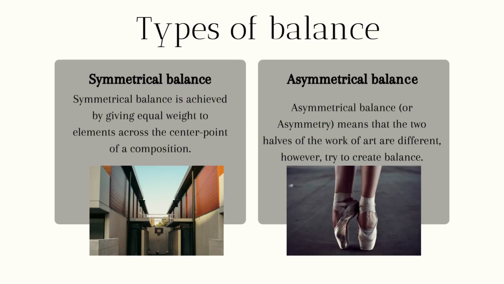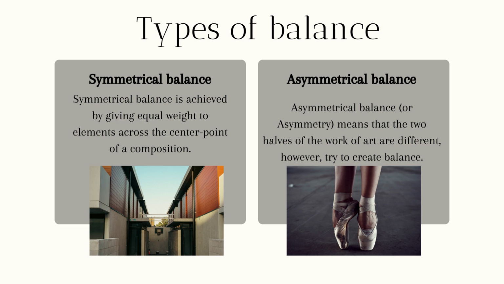Types of balance. Symmetrical balance. Symmetrical balance is achieved by giving equal weight to elements across the center point of a composition. The center point can be horizontal, vertical, or diagonal. The result is a repetitive or mirrored image that appears to be completely equally balanced.